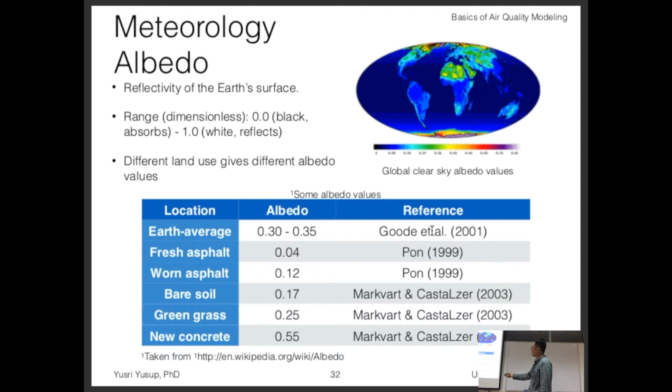This is the reference. For fresh asphalt, meaning tar roads, those black roads, 0.04. For worn asphalt, you notice that as the tar gets older, it becomes whiter and whiter. So that becomes 0.12. Bare soil, brown in color, is 0.17. Green grass, because of the color green, and it also needs to absorb because of photosynthesis, is 0.25. New concrete is 0.55.